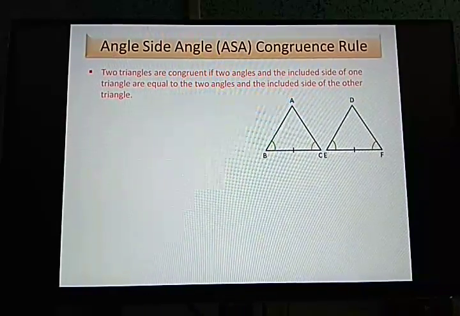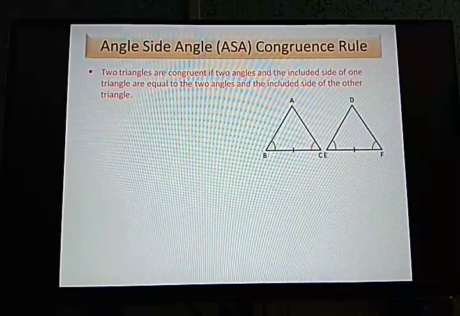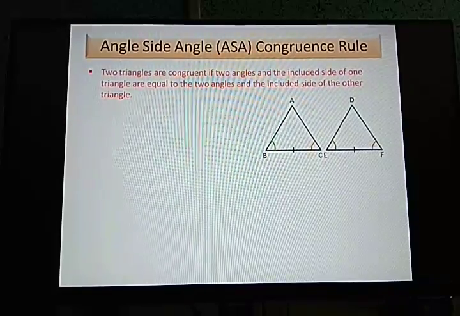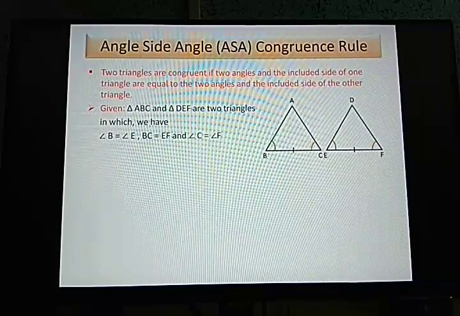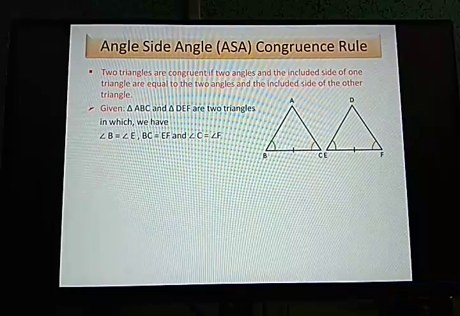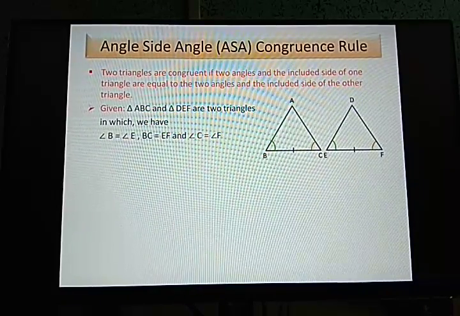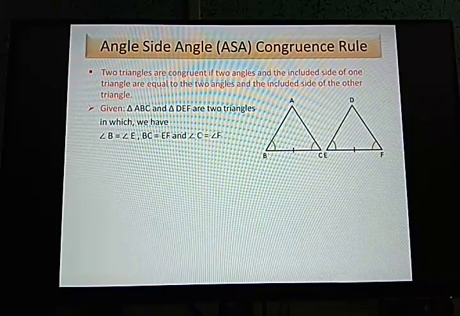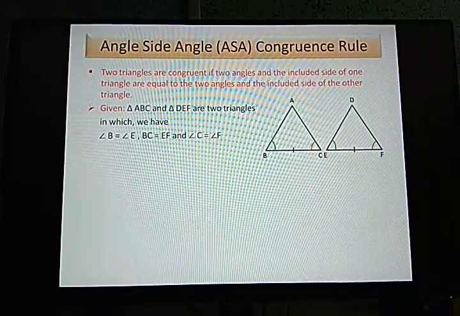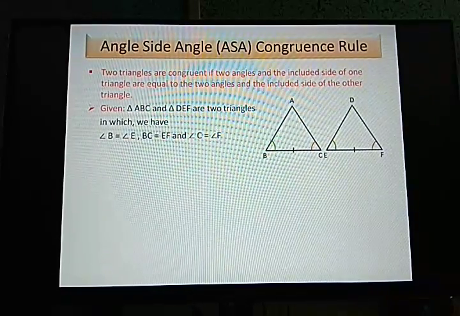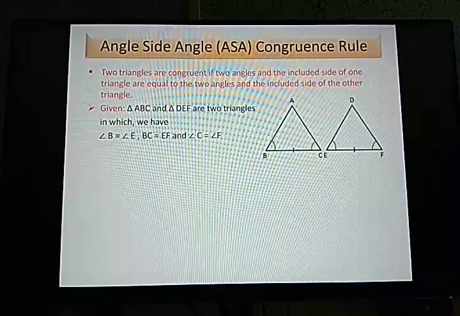Now here we are going to prove that this is correct. So let us see. In the proof, first of all, we'll write the given part. As you can see in the figure, there are two triangles, triangle ABC and triangle DEF, and in these triangles, what we are given is that angle B is equal to angle E, side BC is equal to EF, and angle C is equal to angle F.